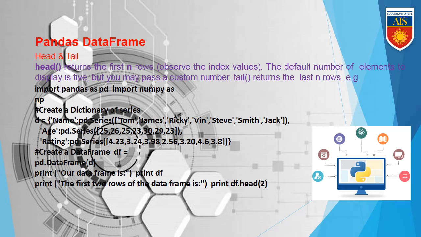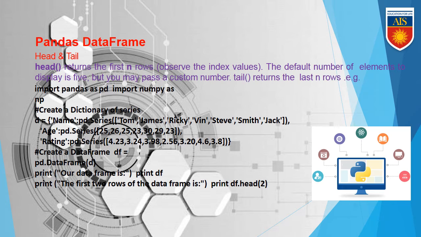Now we will learn about head and tail. Head returns the first n rows. Observe the index value. The default number of elements to display is 5, but you may pass a number. Tail returns the last n rows. Here we can have an example.